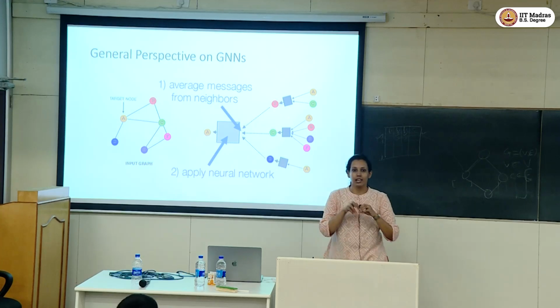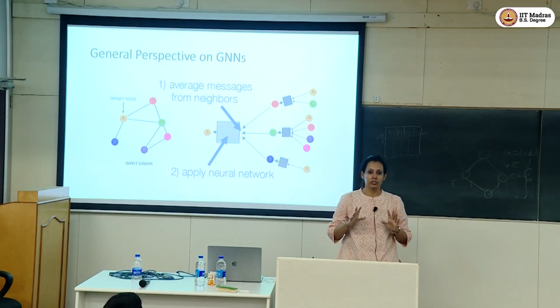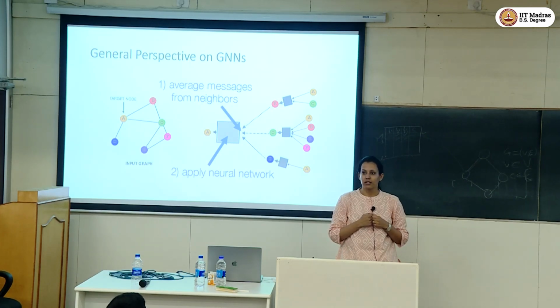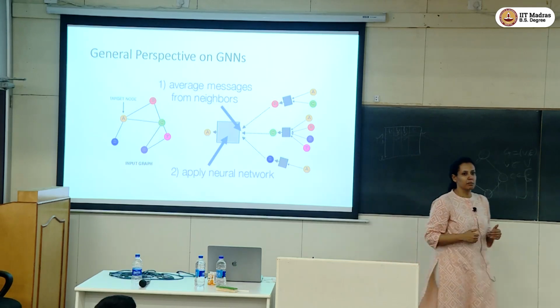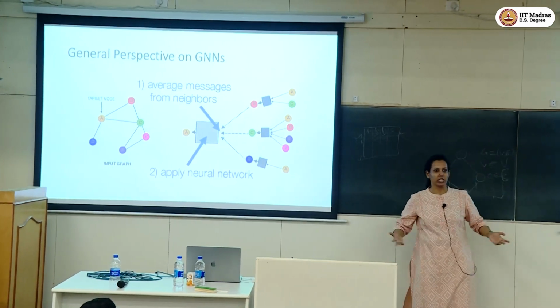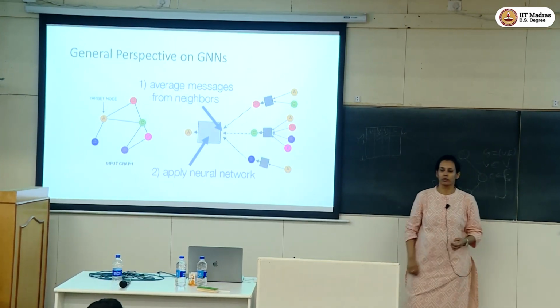So I say that I am a node. There are some neighbors around me. So I want to use their information. And then I would do something and then I say that, okay, this is my new representation. Because eventually we need to learn some representation, right? So how do I start with? I begin with some feature vector, which I already have, let's say random or some given.